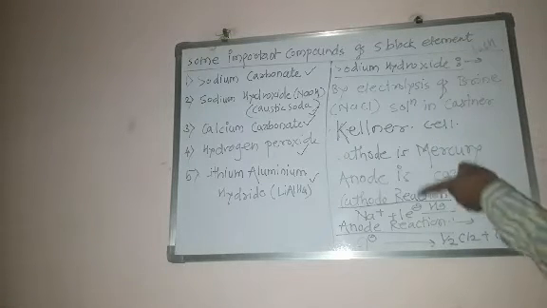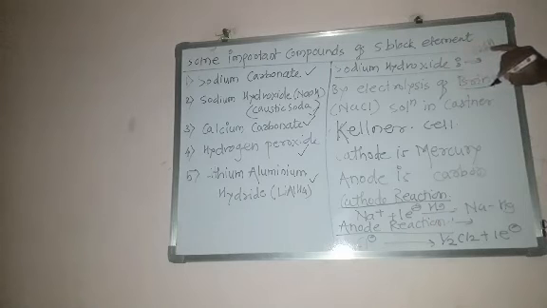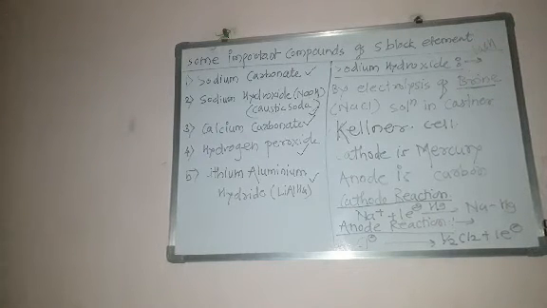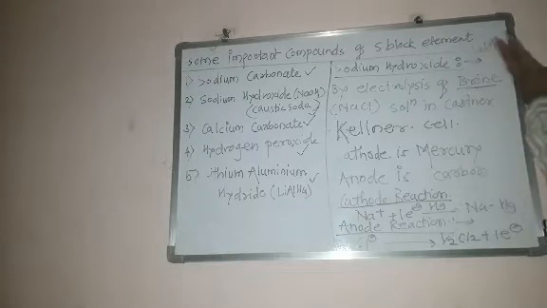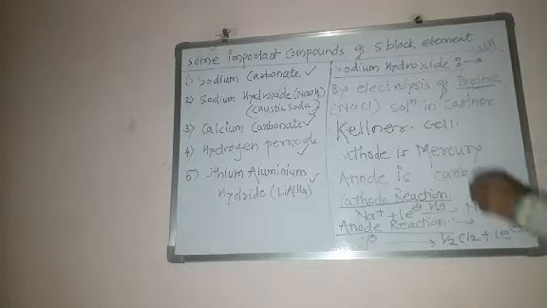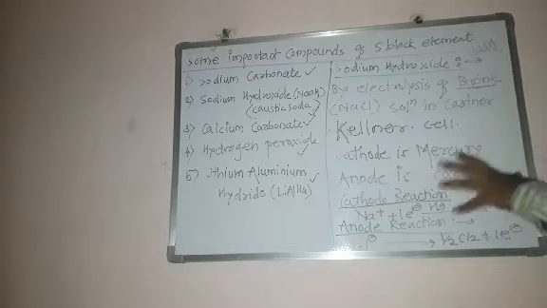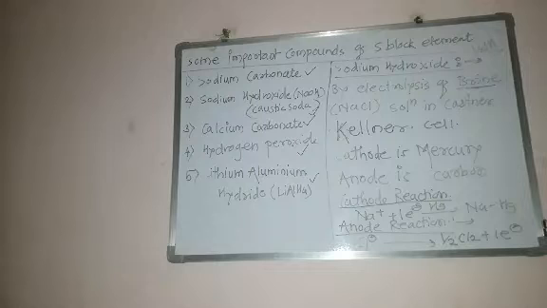The cathode is made up of mercury, and the anode is made up of carbon. In the Castner-Kellner cell, we take a brine solution and electrolyze it. This brine solution is nothing but aqueous NaCl solution, and it is taken into the Castner-Kellner cell.